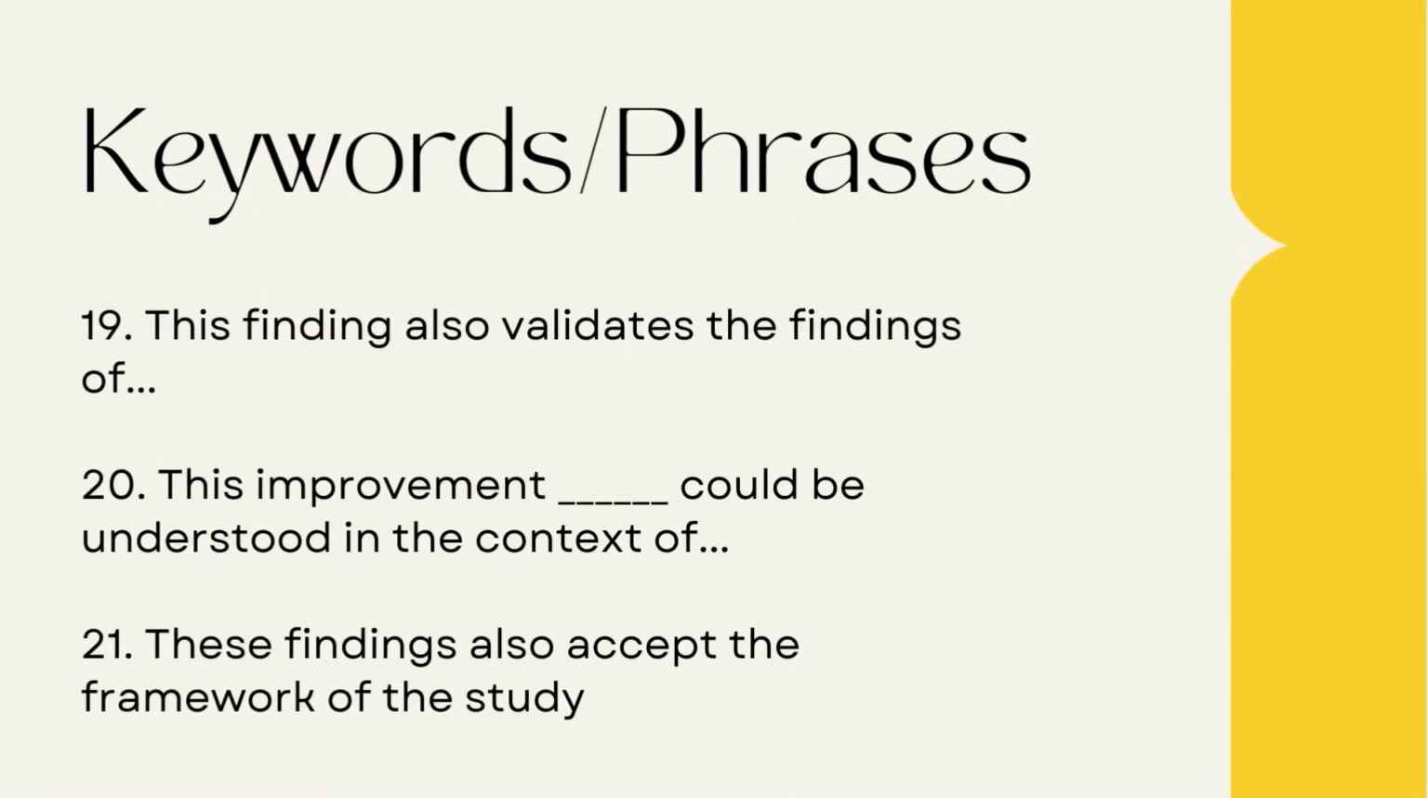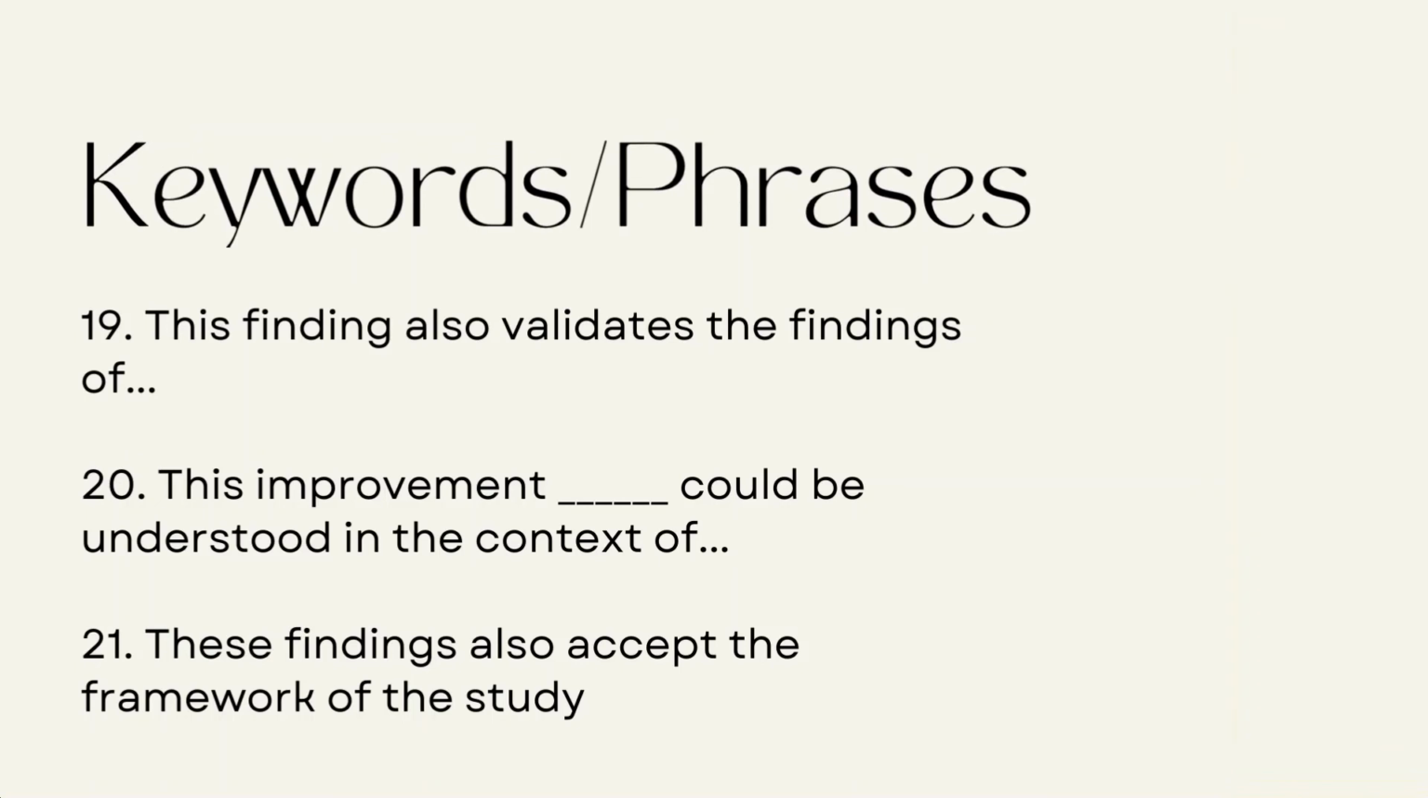Number 19. This finding also validates the findings of. Number 20. This improvement in could be understood in the context of. Number 21. These findings also accept the framework of the study. These are terms used when you are to compare the information that you have collected with previous bodies of data that you have done research on.